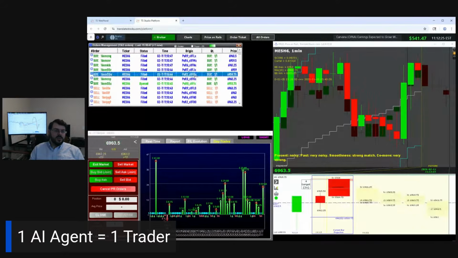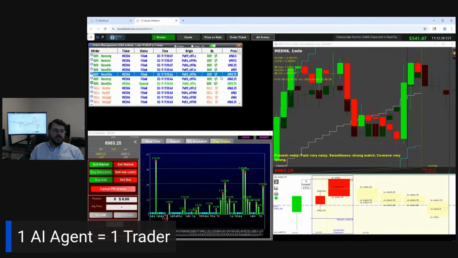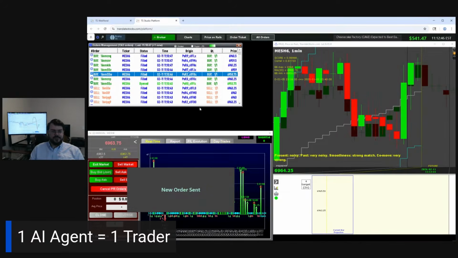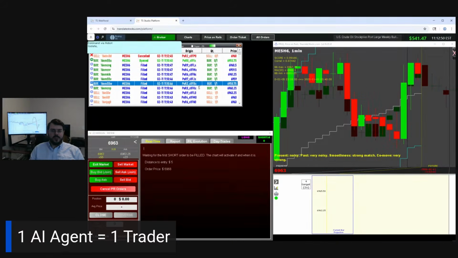Okay. So here in my orders, I have this POR2, price on rails number 2, and here price on rails number 2. This was a short trade. It started with a sell order at 6963 and ended with a buy order at 6958. So 5 points with one contract, as we configured. And while we were doing that, it was trading other stuff.